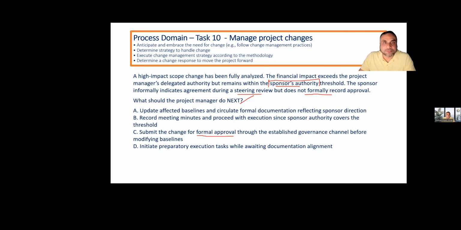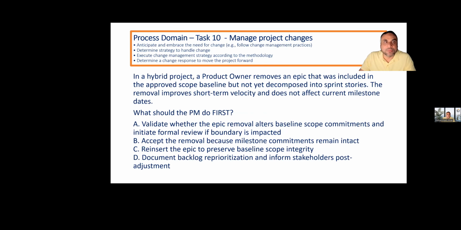Very good. Next. In a hybrid project, a product owner removes an epic that was included in the approved scope baseline, but not yet decomposed into sprint stories. So it was in the product backlog, not in the sprint backlog. The removal improves short-term velocity and does not affect current milestone dates. What should the PM do first?